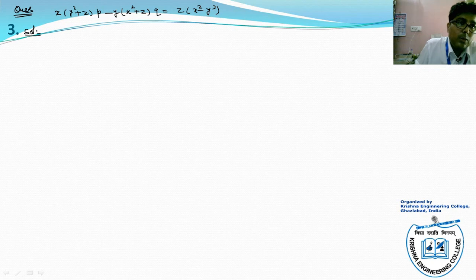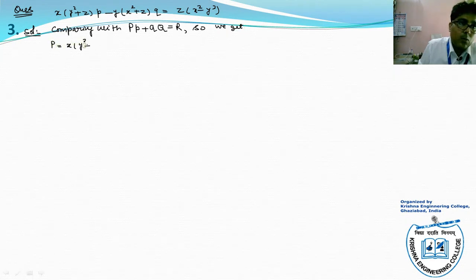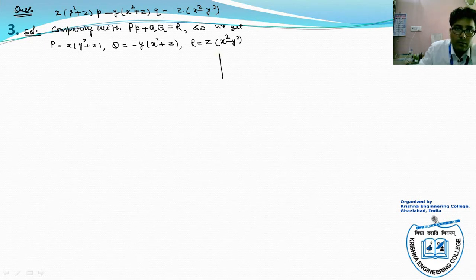So comparing with the general form of the Lagrange method, P capital P, Q capital Q is equal to capital R, we get capital P is equal to x(y square plus z), capital Q is equal to minus y(x square plus z), and capital R is equal to z(x square minus y square). Clear?